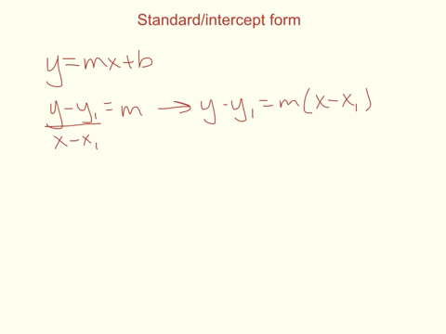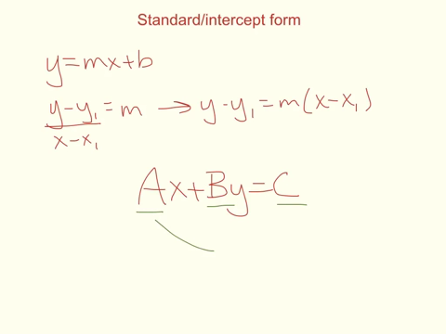Okay, so standard form is just another form. It looks like this. Okay, and the key to this situation is that these numbers are integers. So that's something really important. A, B, and C are all integers. Just something to keep in mind. And we're going to talk now about standard form.